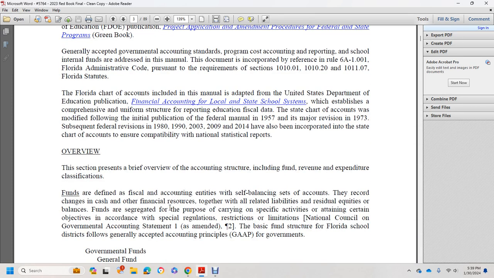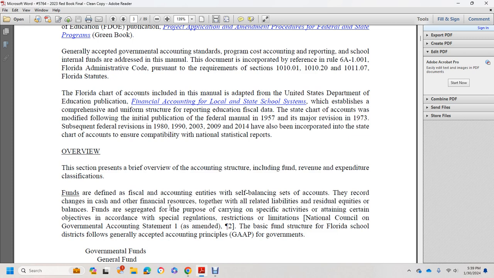Overview. This section presents a brief overview of the accounting structure, including fund, revenue, and expenditure classifications. Funds are defined as official accounting entities, a self-balancing set of accounts. They record changes in cash or other financial resources together with related liabilities, residual equities, or balances. Funds are segregated for the purpose of carrying out specific activities or attaining certain objectives in accordance with special regulations, restrictions, or limitations. National Council on Governmental Accounting Statement 1 as amended, paragraph 2.